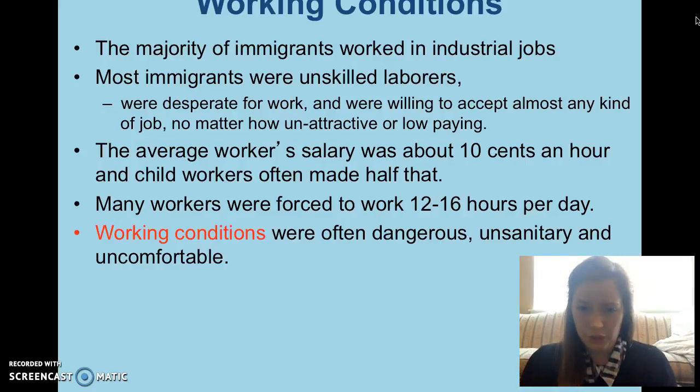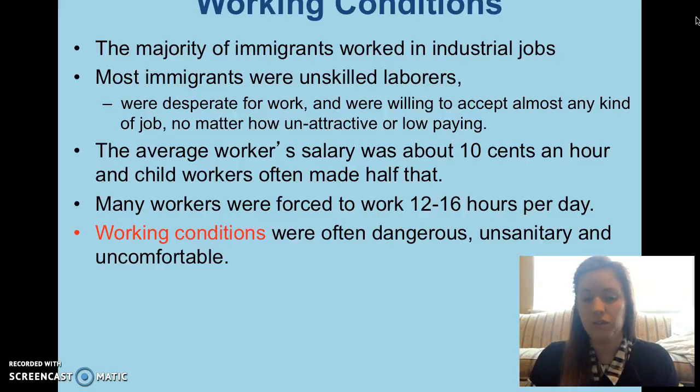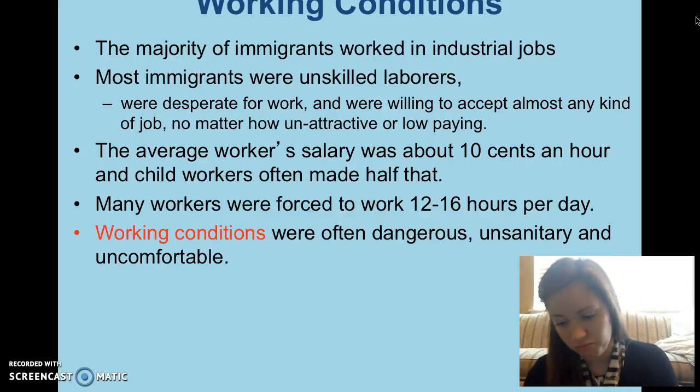Okay, working conditions were often dangerous, unsanitary, and uncomfortable. So under the working conditions on your guided notes, if you just want to put dangerous, unsanitary, and uncomfortable.